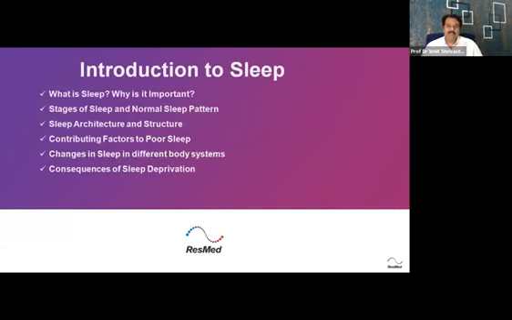So what we'll be discussing would be an introduction to sleep. What is sleep? Why is it important? And what are the stages of sleep? Normal sleep pattern, the sleep architecture, structure, how it contributes, what are the factors that contribute to poor sleep, changes in sleep in different body systems, especially targeting the cardiac system, and consequences of sleep deprivation. And sleep deprivation is not something that we used to have while we were preparing for exams. Sleep deprivation is something that happens day to day with obstructive sleep apnea and other apneas.